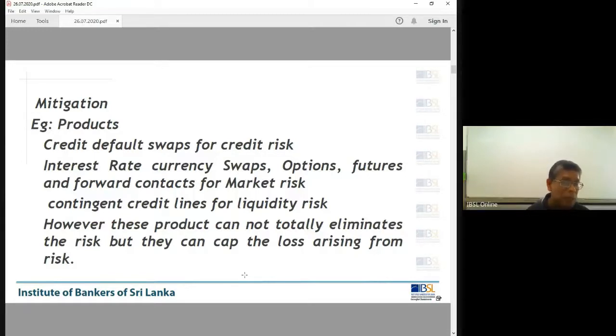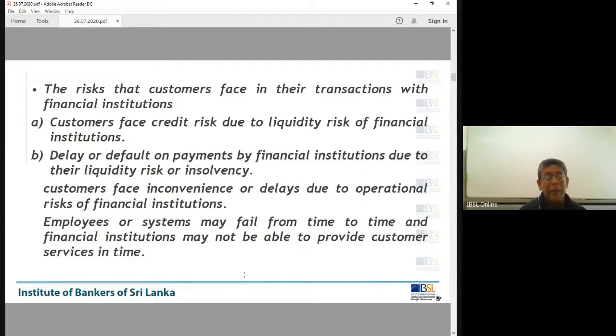All these things you're going to discuss at more length in your DABA, but get an idea only, I'm just telling you, right? So remember, there are some products available with financial institutions or to provide to customers to mitigate some of the risks. Okay, now let's look at this point.